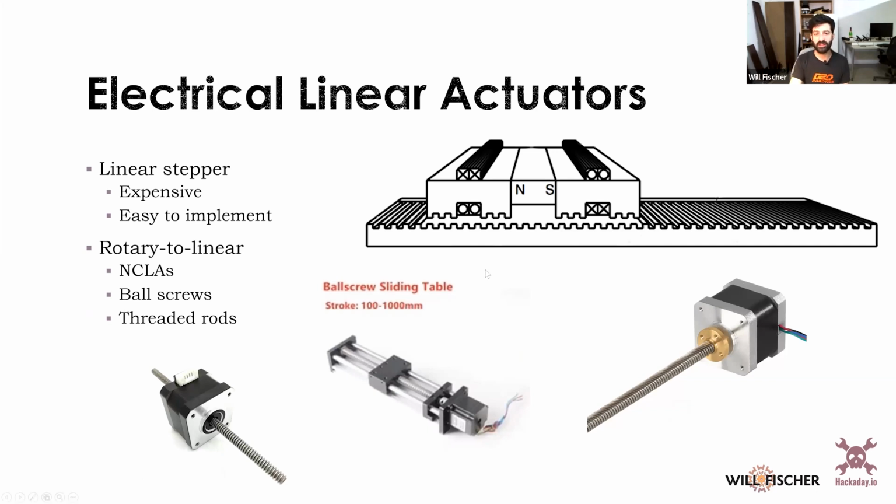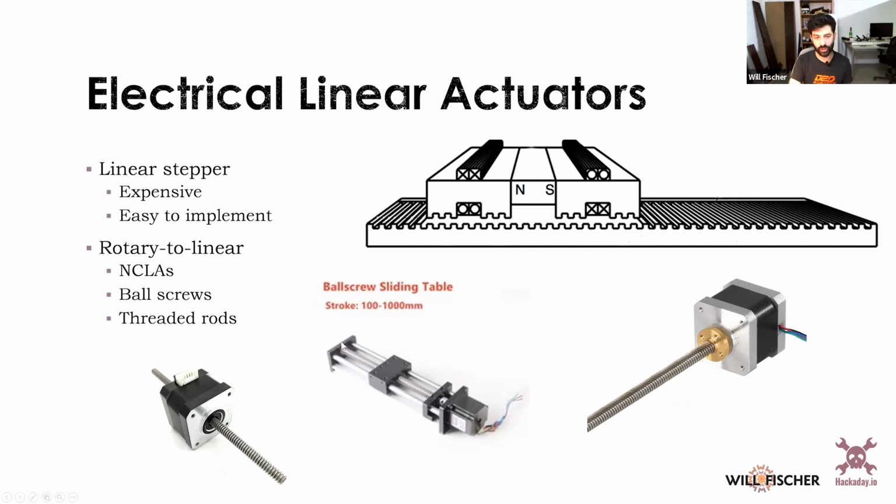So there is such a thing as a linear stepper motor, which is basically this thing I have up here in the top, and it alternates electrical fields to move it across from north to south to north to south. And that gives you pretty precise motion. They're extremely easy to implement, but they're really expensive. So what I recommend doing instead is to use a rotational to linear system to drive your linear motion.